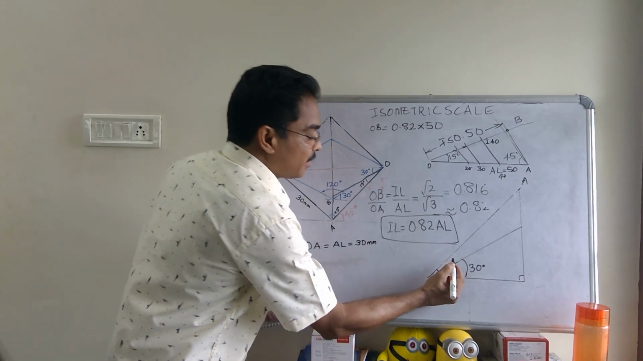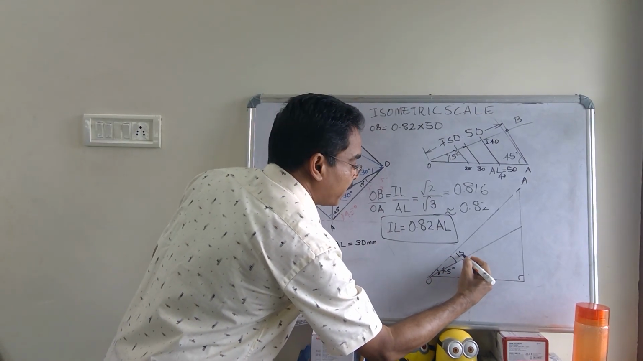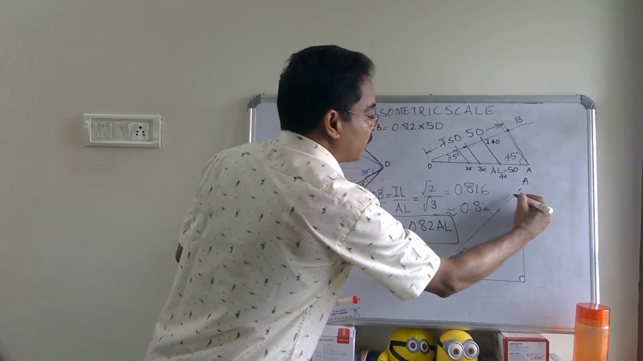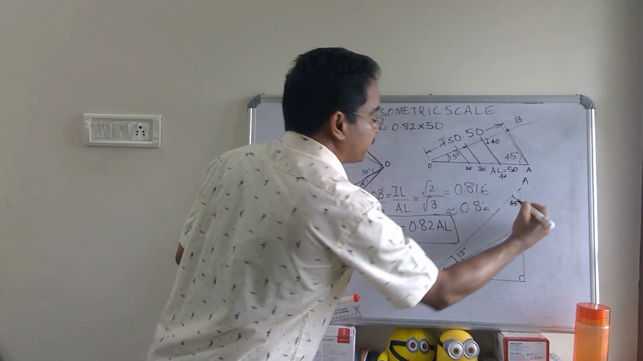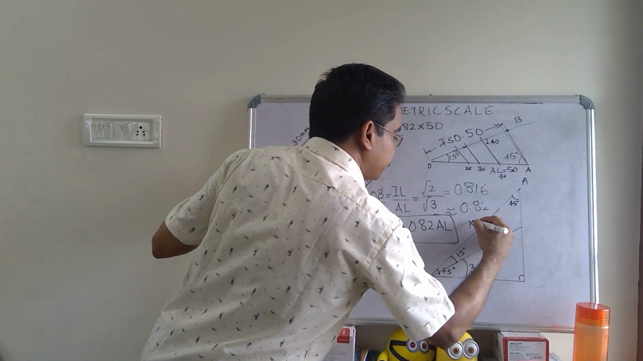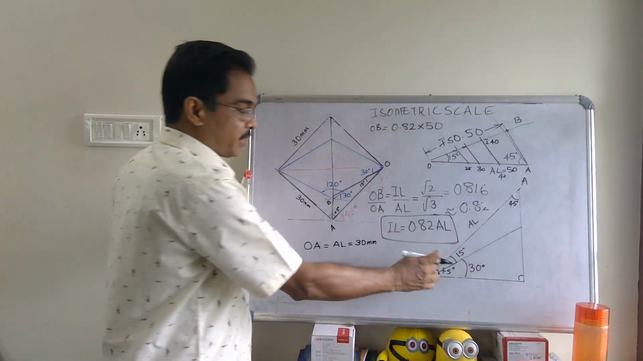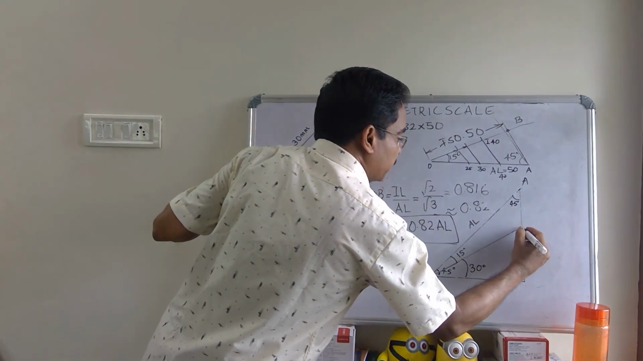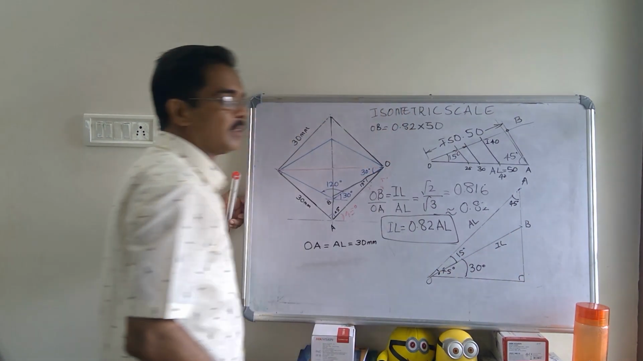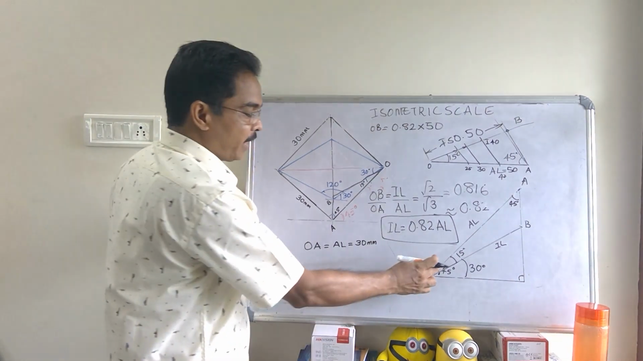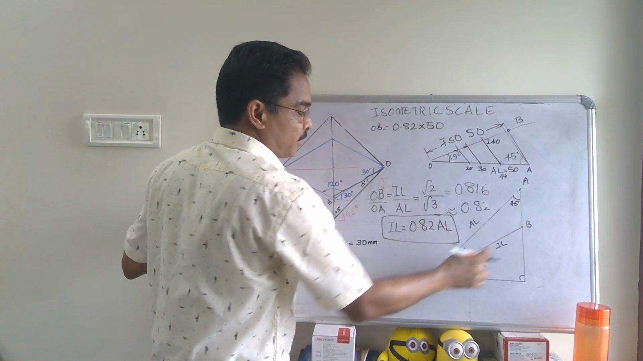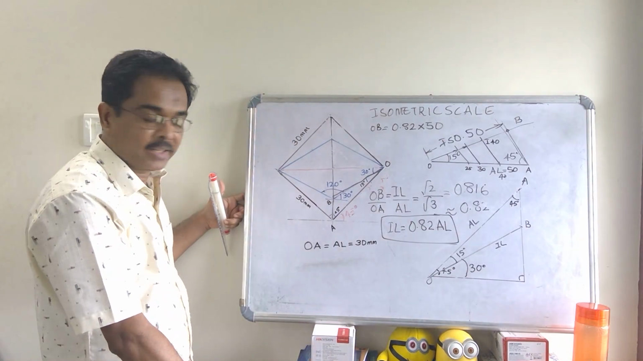So what is this angle? This angle is 15 degree. What is this angle? This is 45, this is 90, so this is 45. Okay. So this OA represents the actual length. This 30-degree line will be representing its isometric length. Because this is 15 degree, 45 degree, 15, 45, so this represents its isometric length.